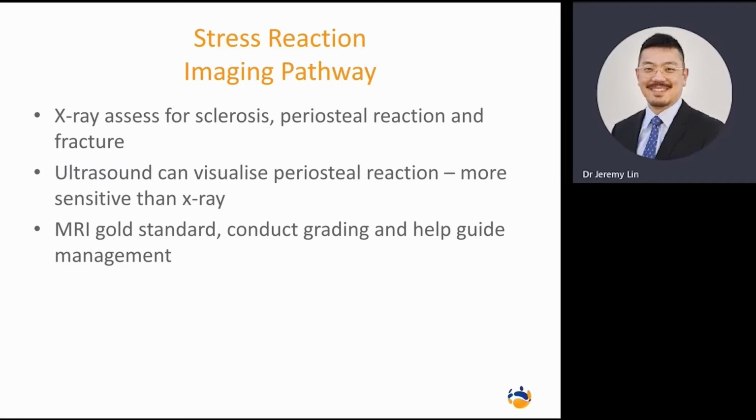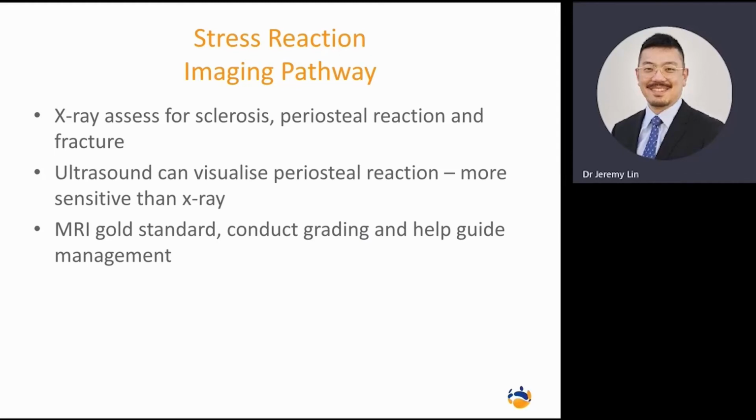So in terms of imaging pathway, when they come in with a potential stress reaction, we can do an X-ray to look for established stress reaction or signs of established stress reactions. So for example, sclerosis, smooth periosteal reaction, and possibly a stress fracture. However, X-ray is not great at picking up subtle signs of stress reaction. And for that, we have ultrasound.